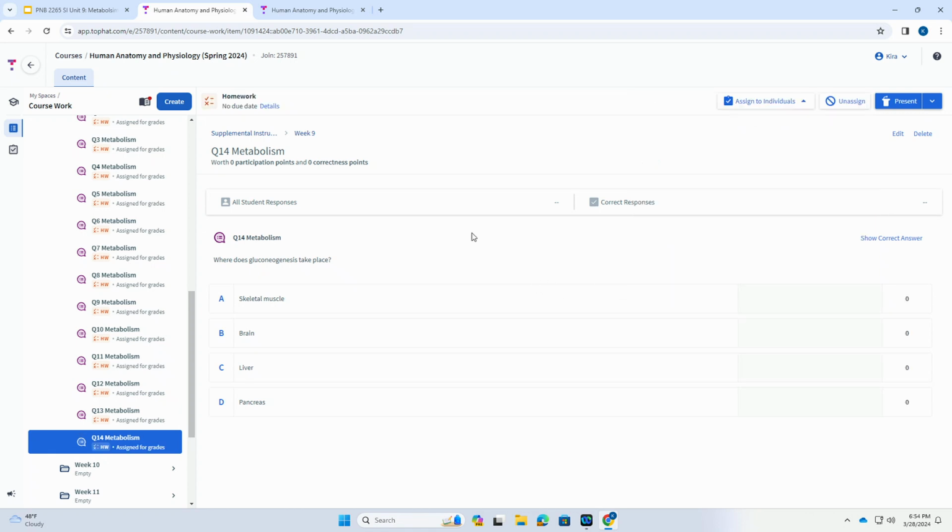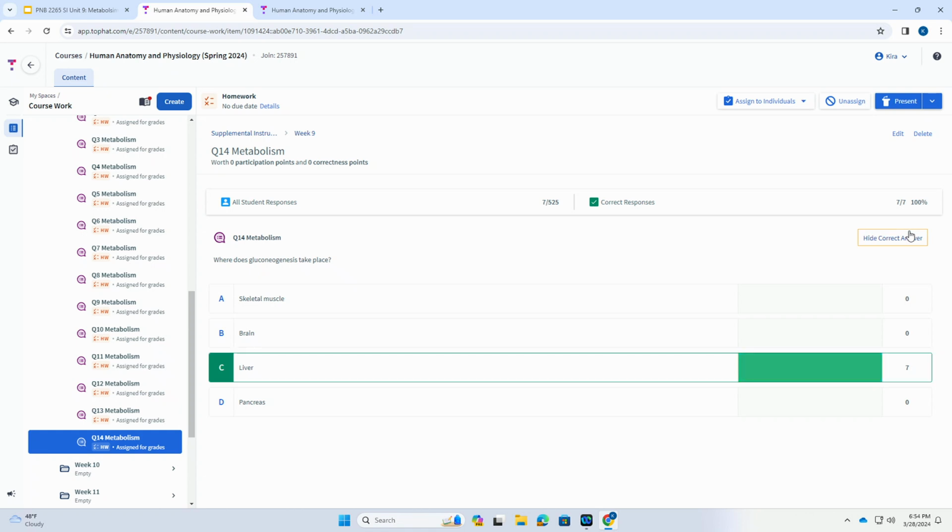Where does gluconeogenesis take place? Yeah. Gluconeogenesis is in the liver, and then it releases those intermediates so they could be used elsewhere in the body for cellular respiration.